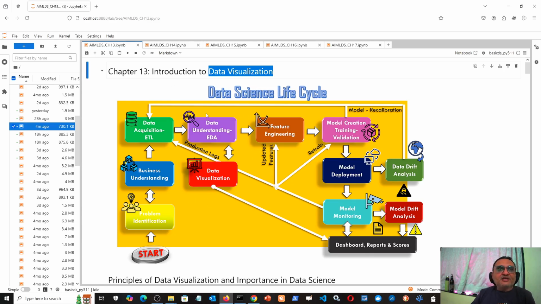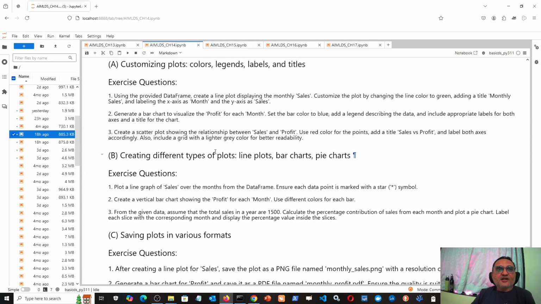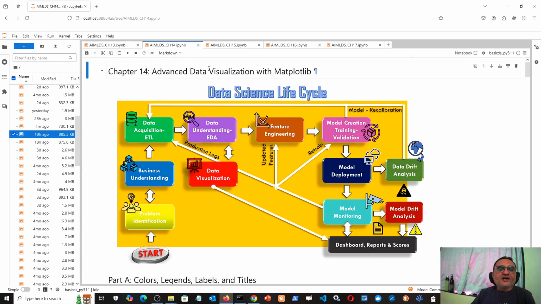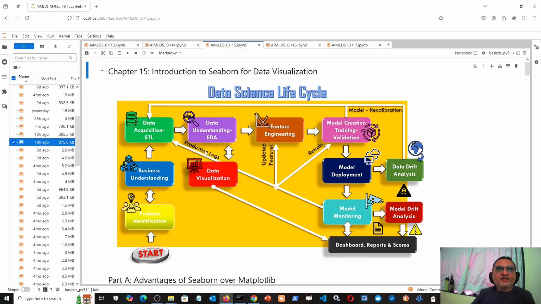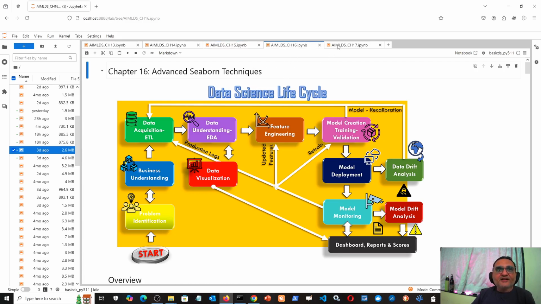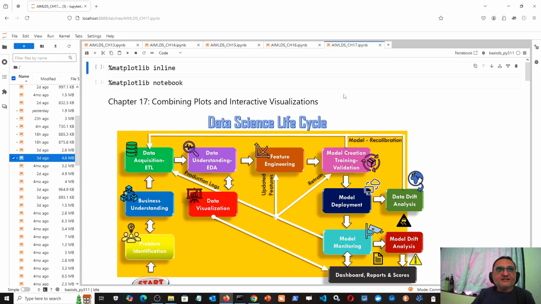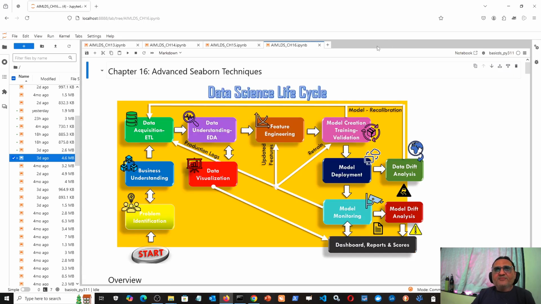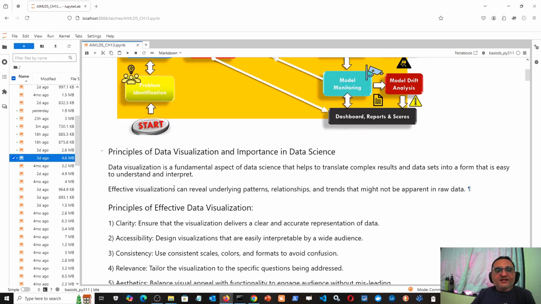For data visualization we have 4 chapters. This 13th, introduction to data visualization; 14th, advanced data visualization with matplotlib; 15th, introduction to Seaborn for data visualization, that is another plotting library; 16th, advanced Seaborn techniques; and 17th, combining plots and interactive visualization. For interactivity you can use another library called Plotly. So matplotlib, Seaborn and Plotly can handle practically everything with respect to data visualization. Okay, so let us start with the basic chapter at present.